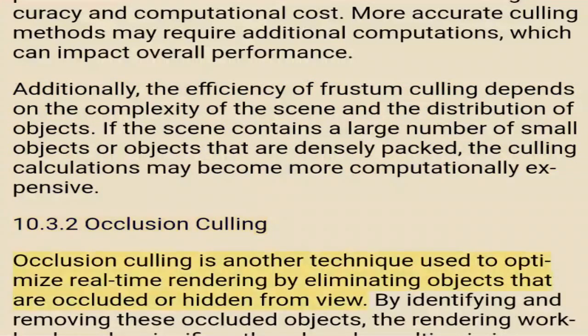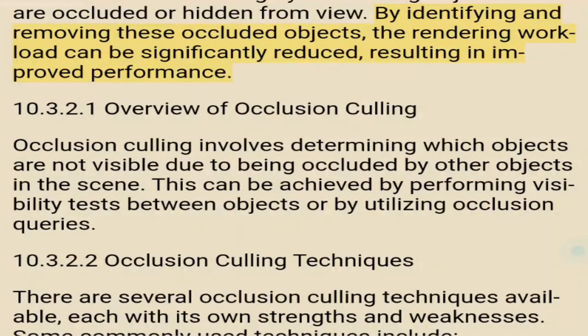10.3.2 Occlusion culling. Occlusion culling is another technique used to optimize real-time rendering by eliminating objects that are occluded or hidden from view. By identifying and removing these occluded objects, the rendering workload can be significantly reduced, resulting in improved performance. 10.3.2.1 Overview of occlusion culling. Occlusion culling involves determining which objects are not visible due to being occluded by other objects in the scene. This can be achieved by performing visibility tests between objects or by utilizing occlusion queries.